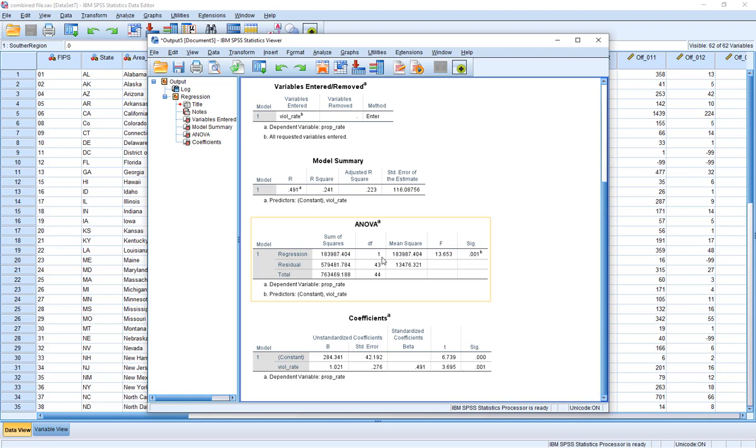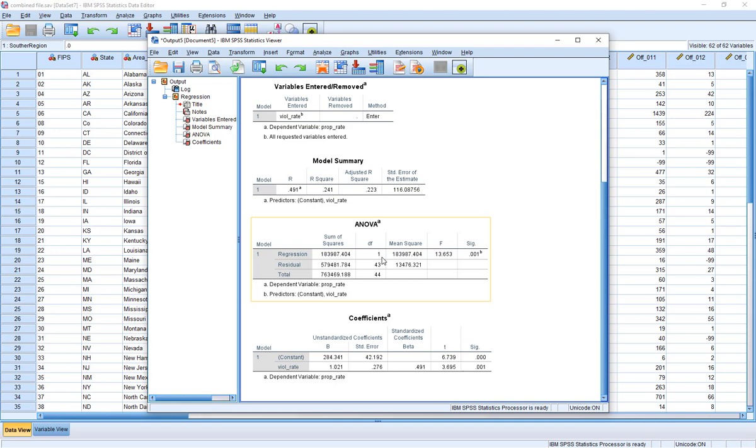Now, what does that mean? Well, it means something very simple. We've told the program that we can explain violent crime using property crime. And I apologize, I just said that backwards. We told the program we can explain property crime by using violent crime. So it's telling us overall, how well did violent crime do in explaining property crime?